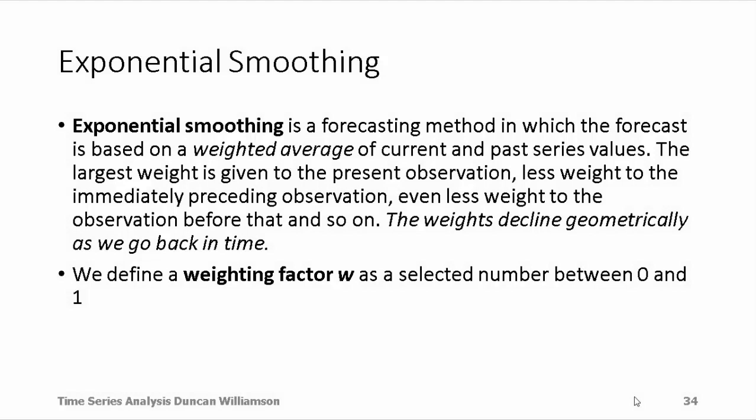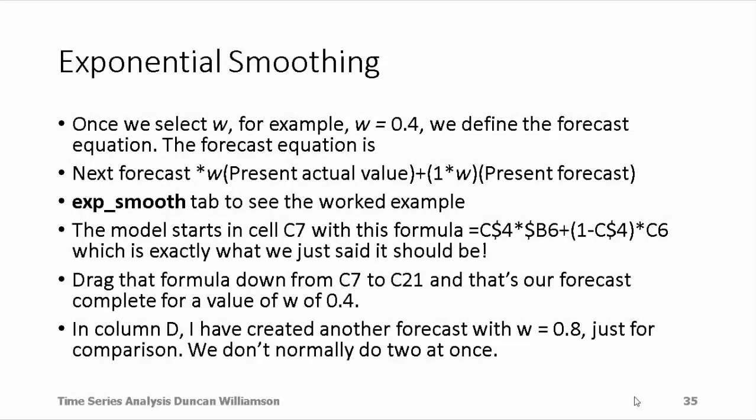Exponential smoothing is a forecasting method in which the forecast is based on a weighted average of current and past series values. The largest weight is given to the present observation, less weight to the immediately preceding observation, and even less weight to the observation before that. The weights decline geometrically as we go back in time. We define a weighting factor W as a selected number between 0 and 1. Once we select W, for example, W equals 0.4, we define the forecast equation, which is next forecast equals W times present actual value, plus (1 minus W) times present forecast.